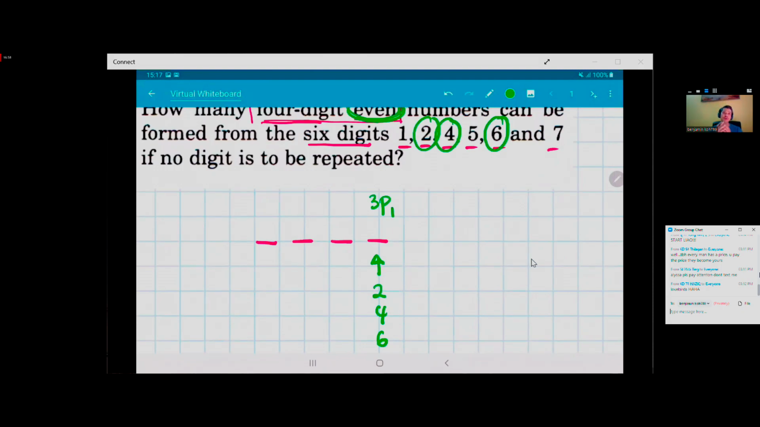3P1 basically means I've got 3 numbers which are 2, 4, 6. Okay, 3 pilihan nombor, 3 choices, but I only have 1 empty space. So 3 choices, 1 empty space. 3 pilihan, 1 ruang. Boleh faham tak? That's why it's 3P1. Okay, 3P1.